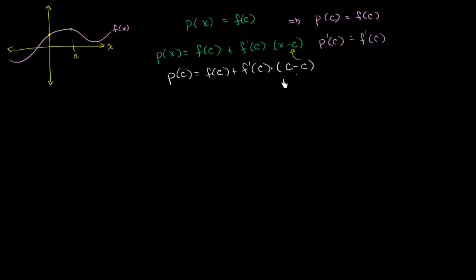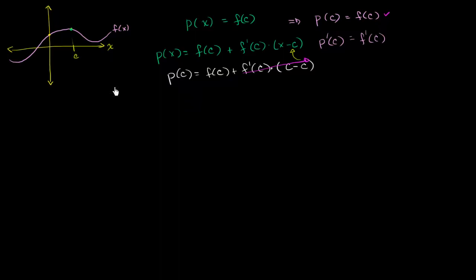C minus c. Well, this term right over here is going to be 0. And so this whole term right over here is going to be 0. And so you're just left with p of c is equal to f of c. You're just left with that constraint right over there. And the only reason why we were able to blank out this second term right over here is because we had f prime of c times x minus c. The x minus c makes all of the terms after this irrelevant.